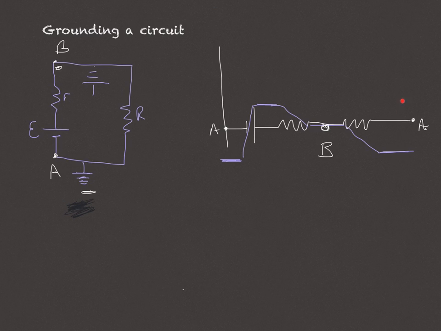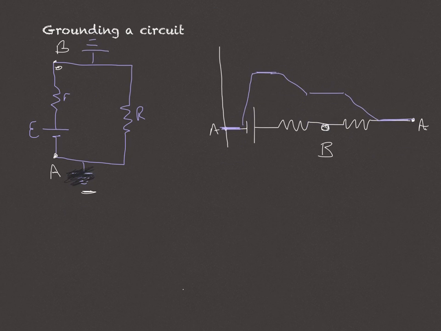So the ground can give us negative potentials at certain points. Before, all the potentials were positive. Let's look at some more examples.